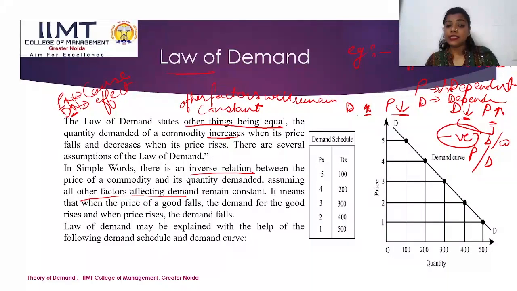So here we can see the demand schedule is already mentioned. The price is 5, 4, 3, 2, 1, and at price 5 the demand is 100, at price 4 the demand is 200, at price 3 it is 300, at price 2 it is 400, and at price 1 it is 500. So as the price is decreasing, the demand is increasing. We can see at price 1 it has risen to 500. Alright.